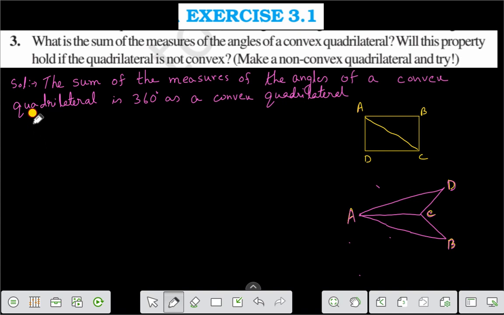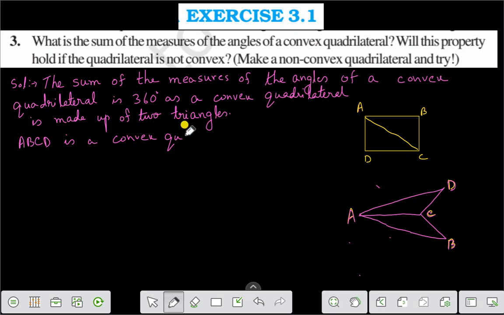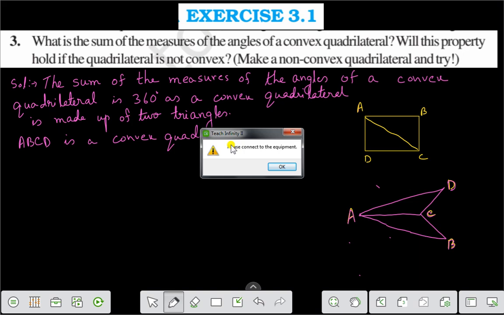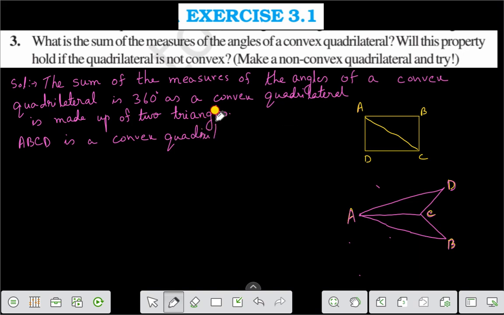is made up of two triangles. Here you see, this ABCD is a convex quadrilateral, right?